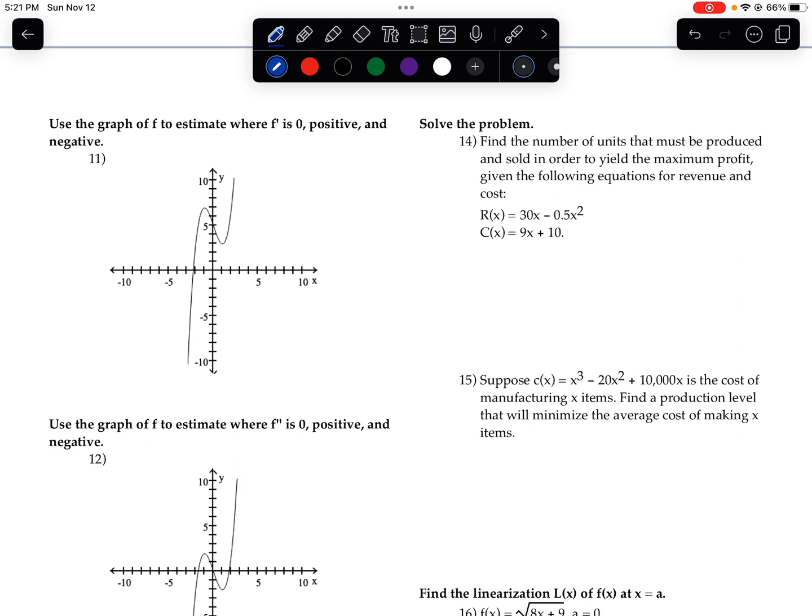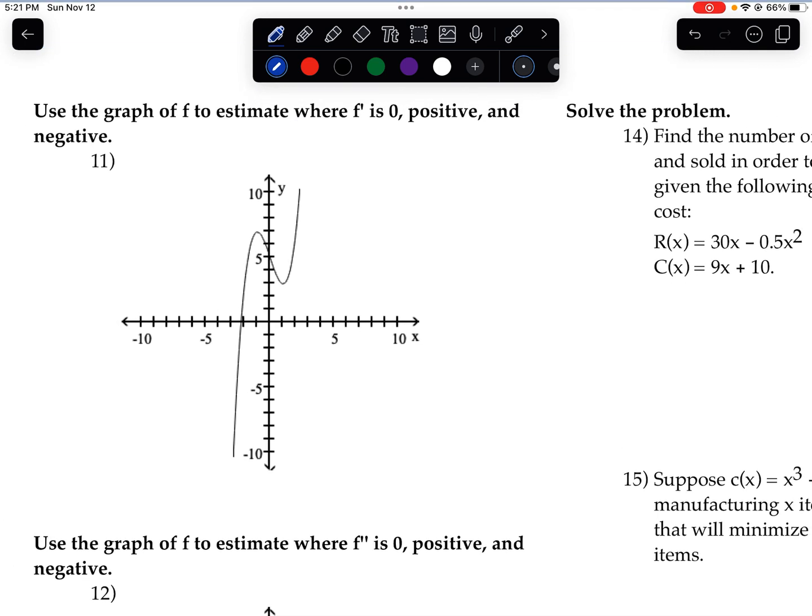Alright, third page. Use the graph of f to estimate where f prime is 0, positive, and negative. So, first derivative. f prime is 0 right there and right there. So we'll say probably x equals 1 and negative 1. f prime is positive right there and right there.